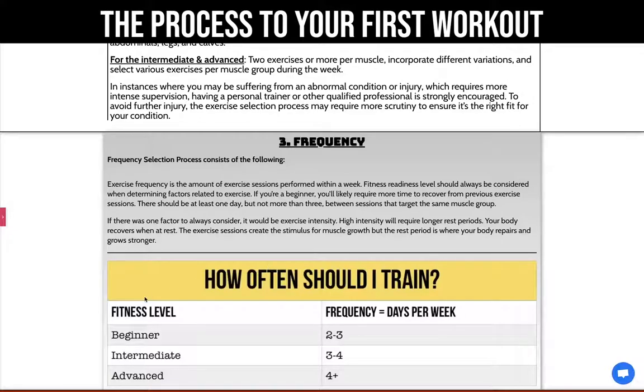How often should I train? So as you see here, in a nutshell, fitness level: if you're a beginner, 2 to 3 times, intermediate 3 to 4 times, advanced 4+. And of course, it depends on the intensity of the exercise that you're doing on that day. That's what will determine exactly how long you'll be able to go, but this is generally the rule that you should follow for your fitness level.